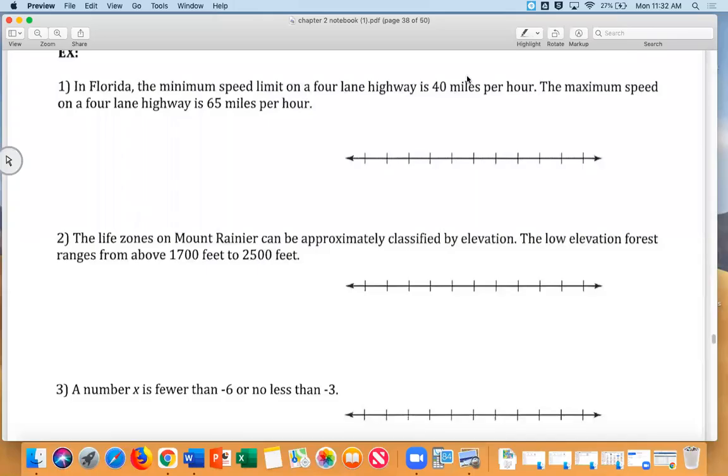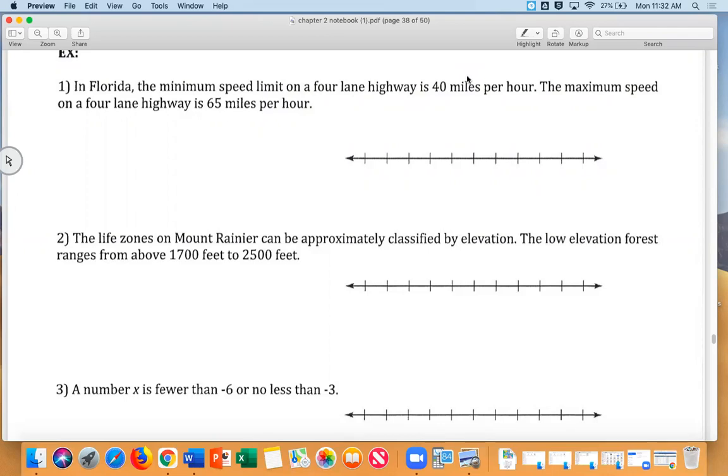All right, let's continue on with compound inequalities. Chucky, in Florida, the minimum speed limit on a 4-lane highway is 40 miles per hour. The maximum speed limit is 65 miles an hour. What's an acceptable speed that I could be going and not get a ticket?